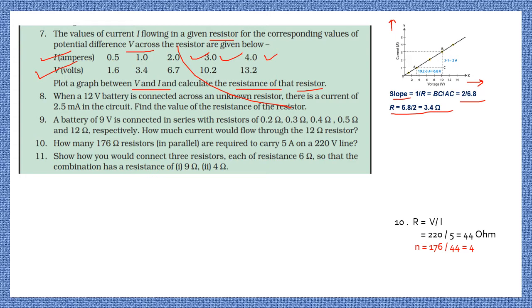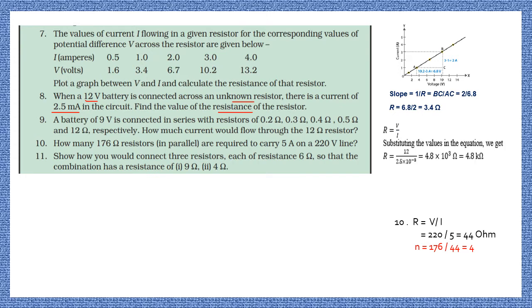Let me clear all these red lines. Now it is clean. And now I am reading the next question for you. When a 12-volt battery is connected across an unknown resistor, there is a current of 2.5 mA in the circuit. Find the value of resistance of the resistor. Okay. Here you will use the formula R is equal to V upon I. The value of V is equal to 12 and the value of I is 2.5 into 10 to the power minus 3, converted into ampere, and this is the answer. It is an easy question.